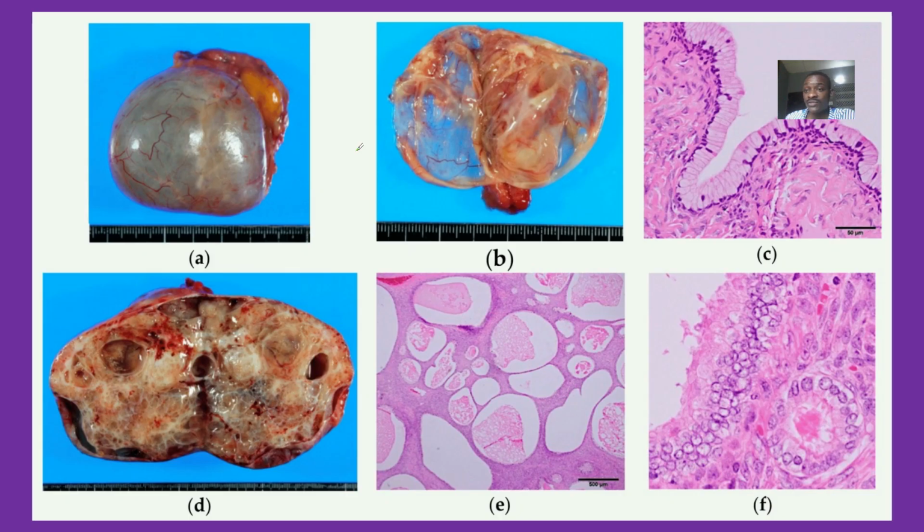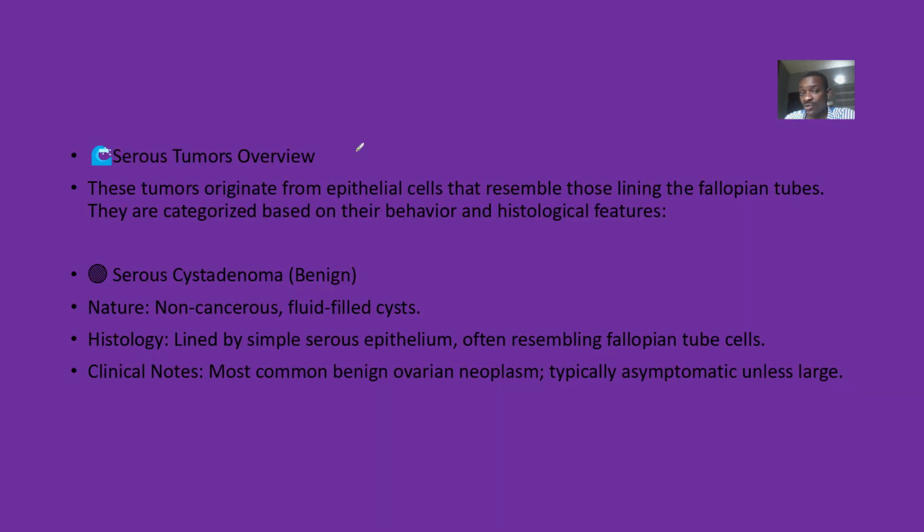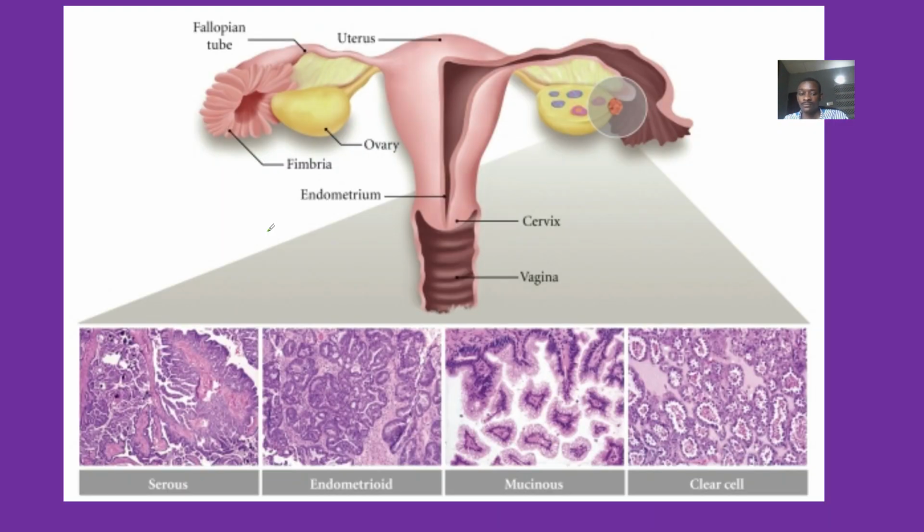Now you can pause this video to look at how a serous carcinoma of the ovaries will look. So let's look at the serous tumors. These ones originate from the epithelial cells that resemble those lining the fallopian tubes. They are categorized based on their behavior, based on their advancement, like I said. So this is the histology of the serous. Don't mind the other ones.